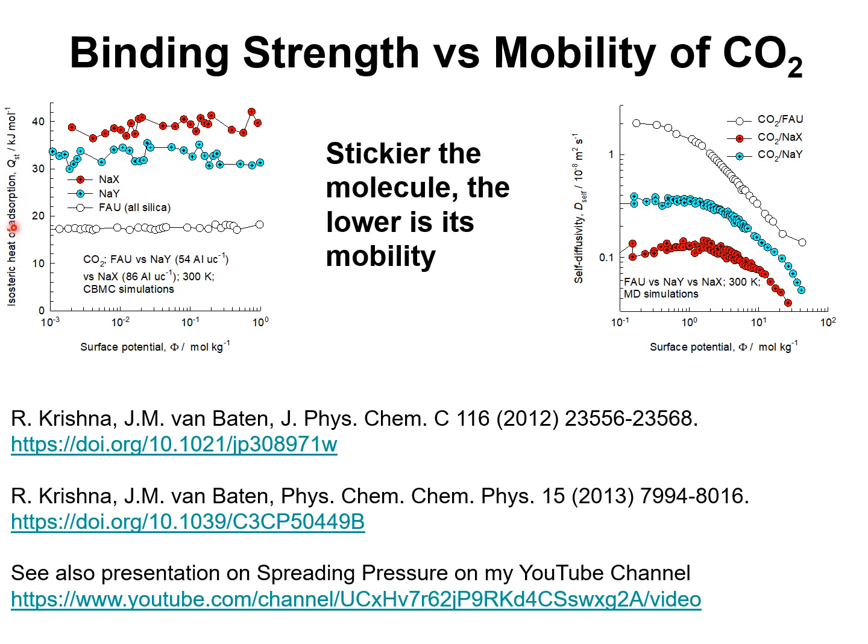Both these parameters, the isosteric heat of adsorption and the self-diffusivities, are plotted as a function of the surface potential that serves as a proxy for the spreading pressure. The reason for the choice of the surface potential as x-axis is clearly explained in my presentation on the spreading pressure that is available on my YouTube channel.